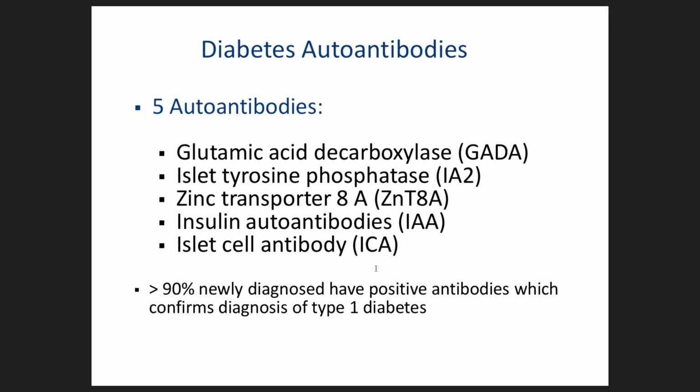When we have the genetic susceptibility, in addition to the environmental triggering factor, autoantibodies will develop against beta cells. We have so far 5 autoantibodies we could test for children with type 1 diabetes. We have something called zinc transporter 8 antibody, which is a recent autoantibody. We have glutamic acid decarboxylase antibody, islet tyrosine phosphatase antibody, insulin autoantibody, and islet cell antibody.